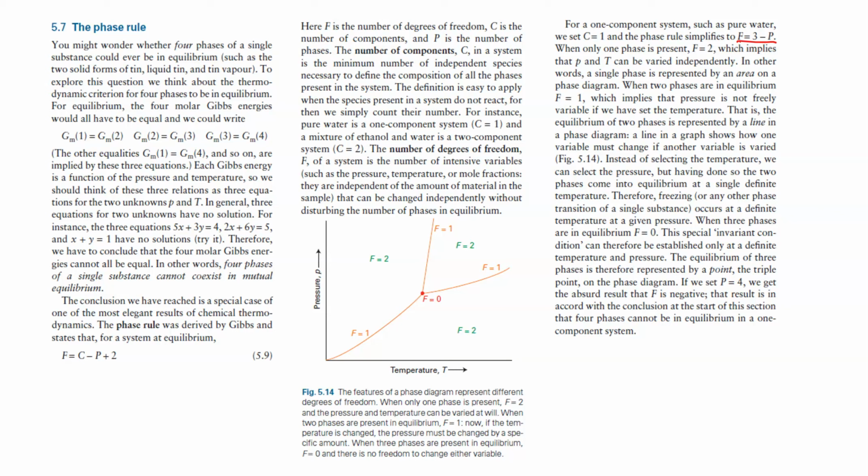When three phases are in equilibrium, F equals 0. The special invariant condition can therefore be established only at a definite temperature and pressure, defining the equilibrium between the three phases. The equilibrium of three phases is therefore represented by a point, the triple point on the phase diagram. If we set P equal 4, we get the absurd result that F is negative. And that result is in accord with the conclusion at the start of the section that four phases cannot be in equilibrium in a one-component system.